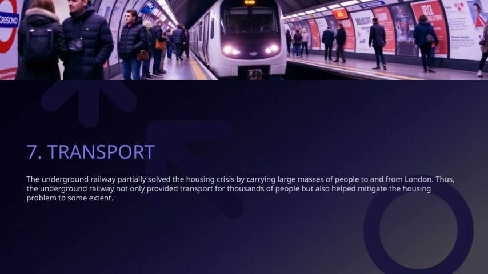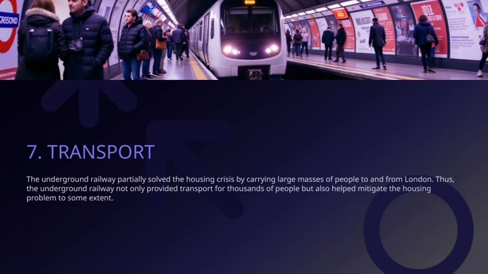So, as we look at the Underground Railway, it's clear that it played a significant role in addressing the housing crisis. By providing a reliable way to transport large numbers of people into and out of London, it helped to ease some of the pressure on housing within the city itself. Essentially, it wasn't just about getting people from point A to point B. It also helped spread the population more evenly, making it possible for people to live farther from their workplaces.